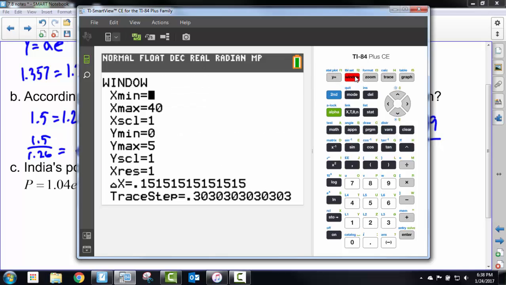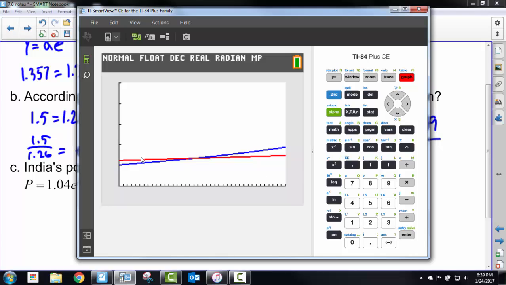And then I went to the window. I kind of had to take a bit of an educated guess, and I guessed it would be somewhere between 2000 and 2040, which may or may not be right, but I can adjust if needed. And then the Y values, I really only need to go up to 1.5, maybe 2. So I thought 0 to 5 would be plenty. And then I can hit graph, and you can see, hey, we've got this. The blue represents India, red represents China on this particular graph.